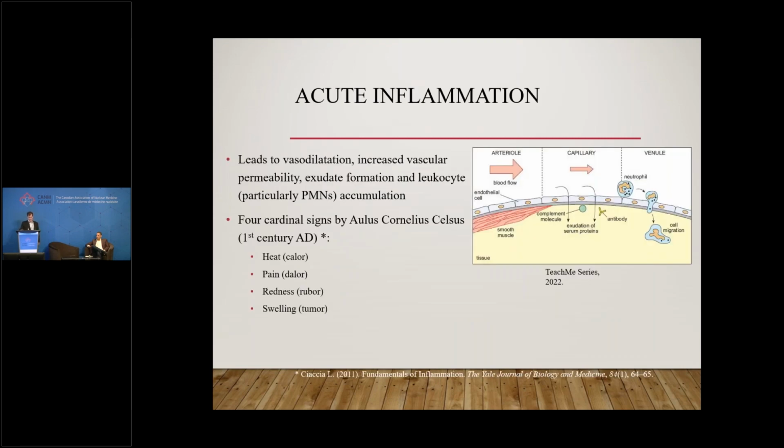So this slide just illustrates what happens with inflammation. You get increased blood flow, you get vascular permeability, and you get exudate formation and leukocyte accumulation at the site of the tissue injury. And it was well known for close to 2,000 years that the 4 cardinal signs of infection were heat, pain, redness, and swelling, or calor, dolor, rubor, and tumor.